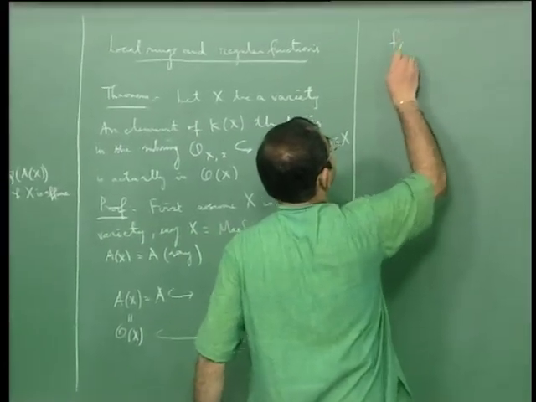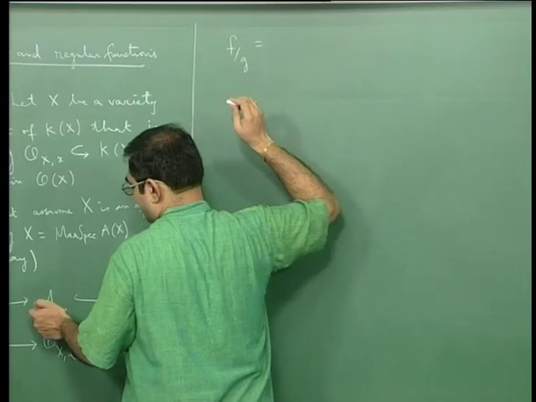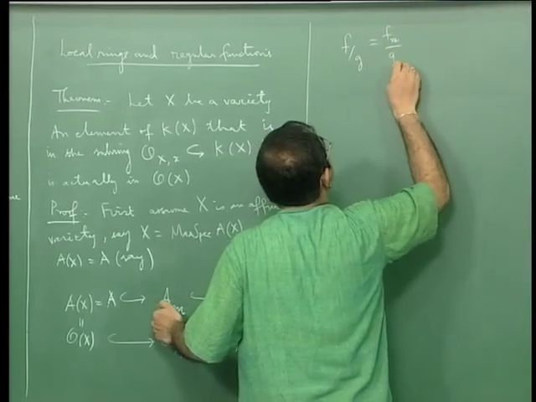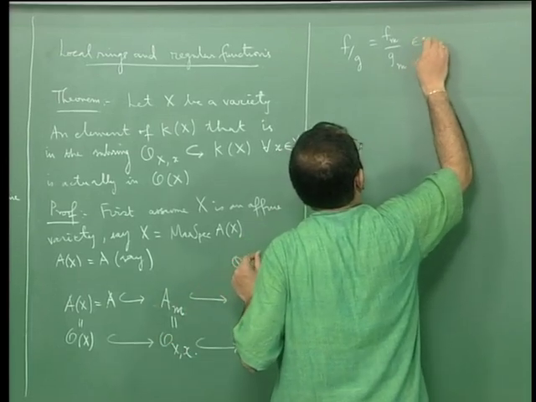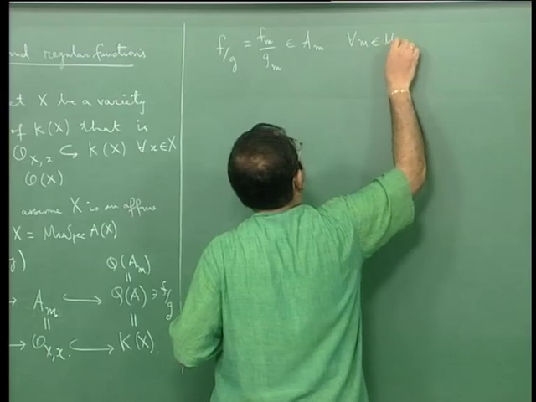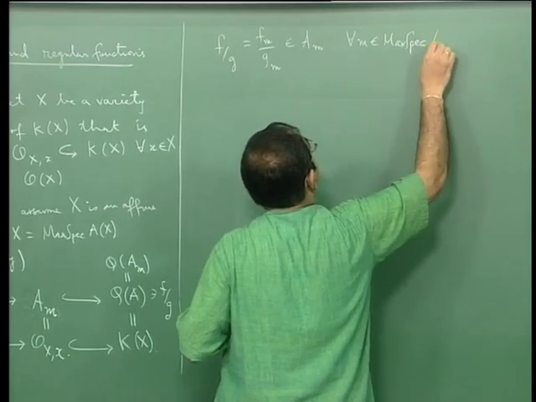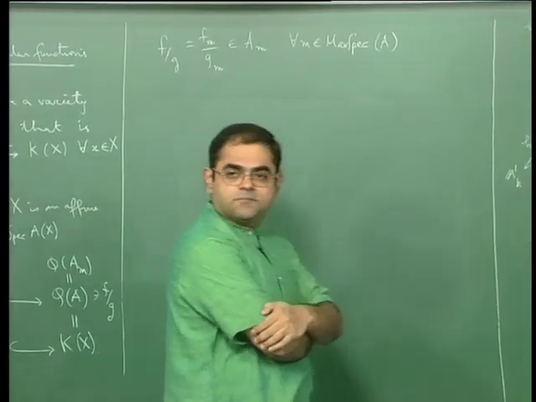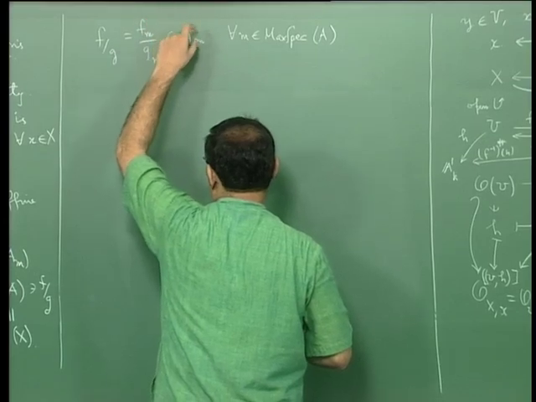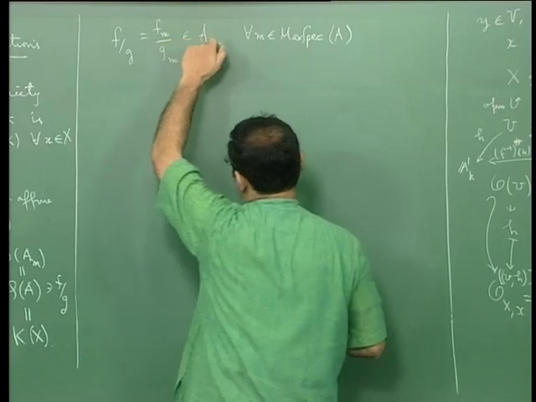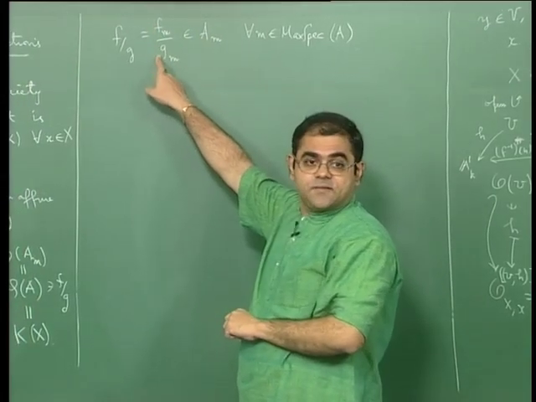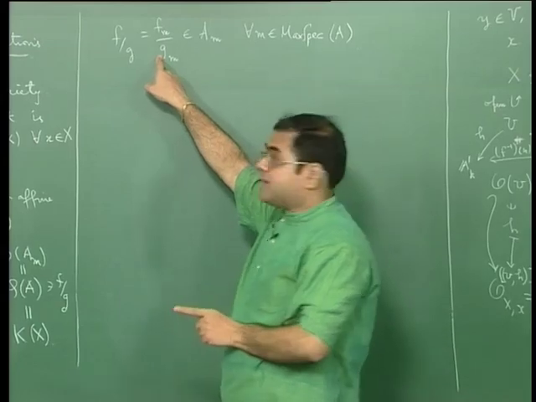So f by g is equal to, well, an element here, let me write this as f_m by g_m in A_M for every m maximal ideal. So max spec is the set of all maximal ideals of A, and for every maximal ideal I have this local ring, and this f by g belongs to the local ring means that f by g is equal to an element in the local ring, and an element in the local ring is written like this, where the denominator is not in the maximal ideal, okay.